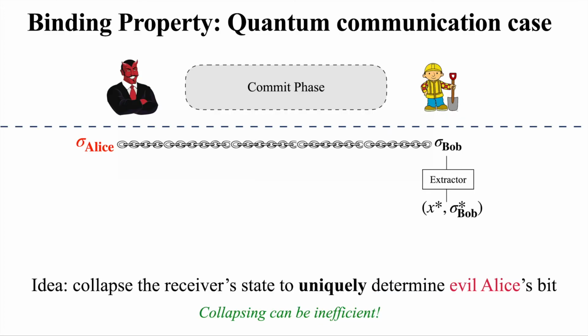So in the quantum setting, AQI formalized this using an extractor-based definition, where after the commit phase we have a joint state between Alice and Bob, and we apply an inefficient extractor on Bob's state to recover an input x star. The guarantee we have from this x star is that the probability that Alice can open to 1 minus x star such that Bob accepts is negligible. In other words, x star uniquely determines the bit Alice can open to in the opening phase. Okay, so we'll see how to construct bit commitments from ND-PRFS.